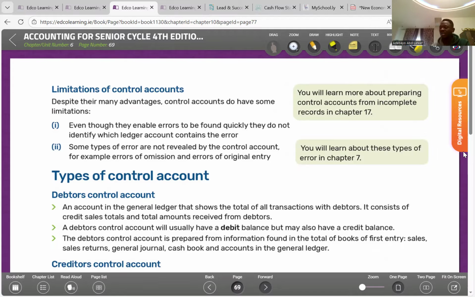Any question about that? So we've talked about control account, the purpose of control account, the advantages of control accounts, and the limitations of control account, which are the problems of control account. So now we're going to talk about the types of control account which we have. They are debtors control account, which is the same as sales control account, and we have creditors control account, which is the same as purchases control account. That's what we're going to talk about now.